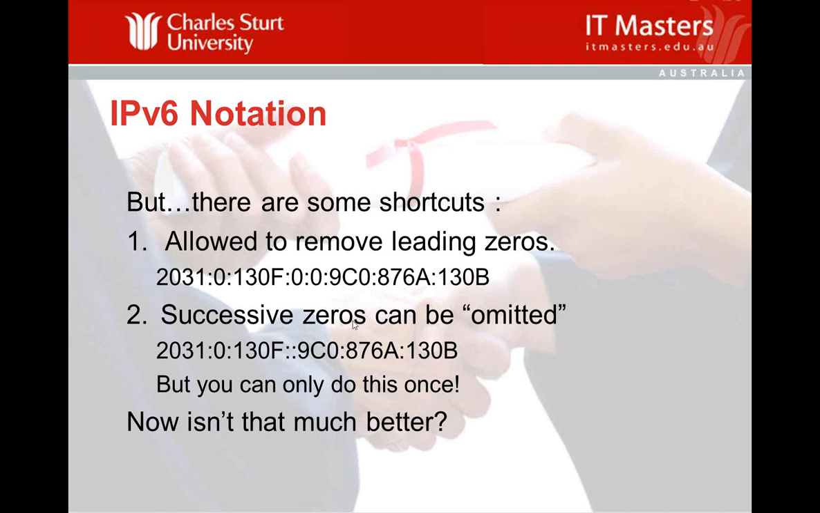Then successive zeros can be omitted. You can see here we've got two lots of zeros together. We just take them out and we just have :: together. Now it becomes shorter: 2031:0:130F:9C0, and so on. You can only remove it once. Now, I'm a goose. I said before I didn't know why. Of course I know why. If you were to remove it twice, how would you know where to put them back? You wouldn't know, for instance, if you had three successive zeros and you removed them all. In the end, it becomes more compressed and a little bit more manageable, but it's still fairly ugly.